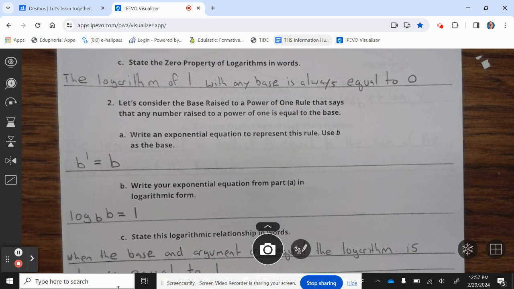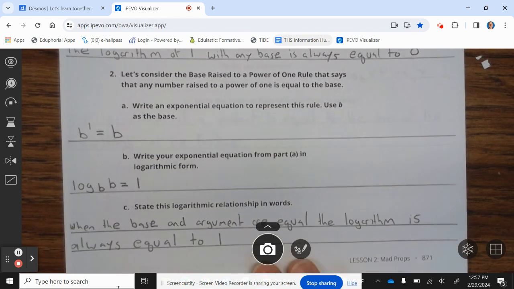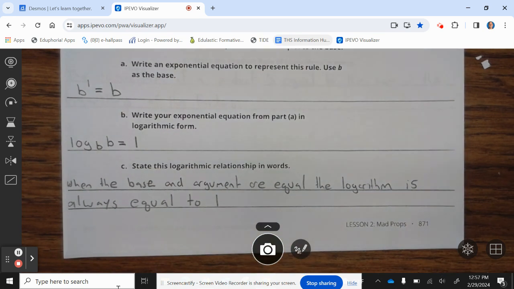2. Let's consider the base raised to a power of 1 rule that says that any number raised to a power of 1 is equal to the base. A. Write an exponential equation to represent this rule. Use b as a base. b to the 1 equals b. B. Write your exponential equation from part A in logarithmic form. Log base b of b equals 1. C. State the logarithmic relationship in words. When the base and the argument are equal, the logarithm is always equal to 1. All right, let's take a look at the next page.